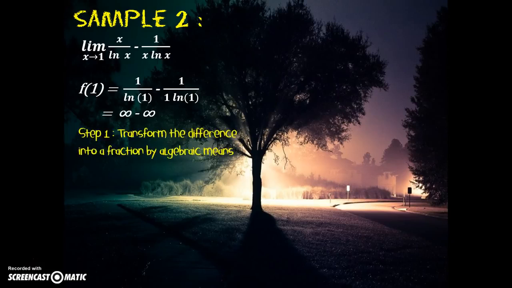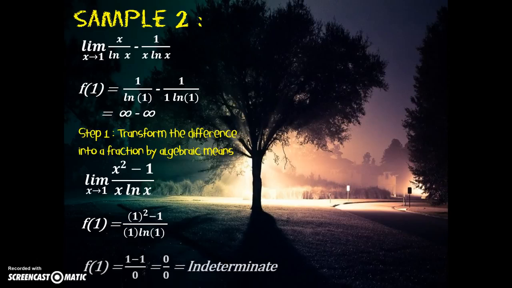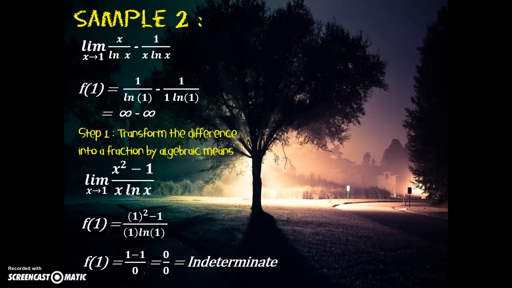Again, change the difference into one fraction by algebraic means. Since the given is both fractions, you will need to get the LCD, which is x ln x. The given will now be the limit of x minus 1 over x ln x as x approaches 1. Substitute x to have f of 1 equals 1 minus 1 over 1 ln 1. So f of 1 will be 0 over 0, which is still an indeterminate form.